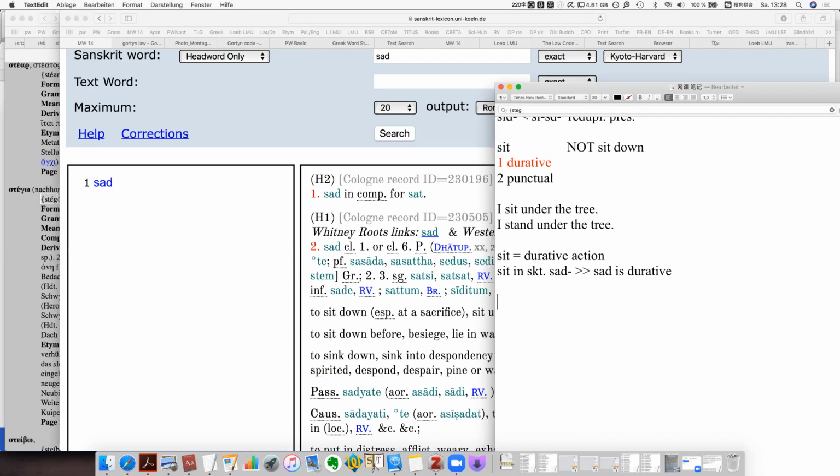And then comes a question. If sat is durative, why is it reduplicated?